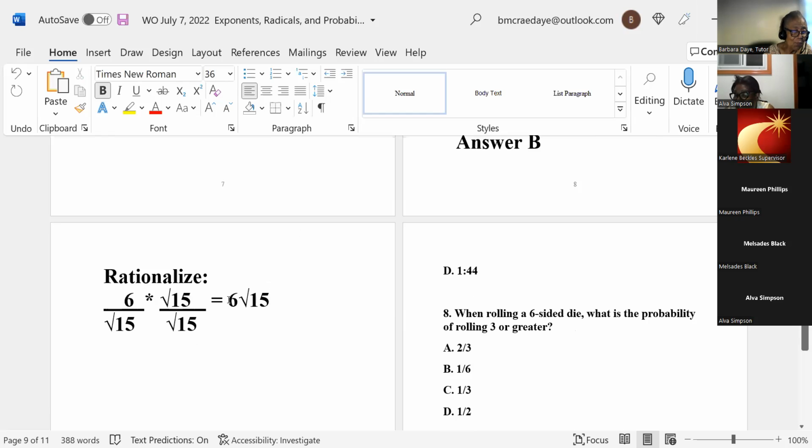Now, what do I get for the denominator, Albert? What's the square root of 15 times the square root of 15? Okay. 15. What's square root of 15 times square root of 15, Albert? I just gave you a rule. What is it? Radical times itself gives you the radicand.